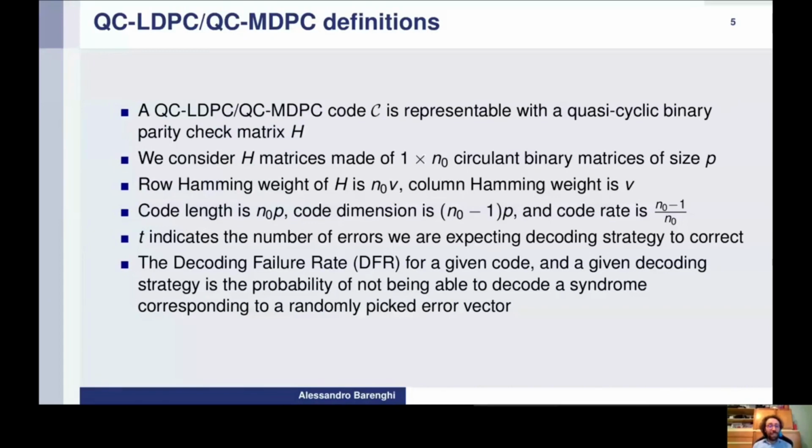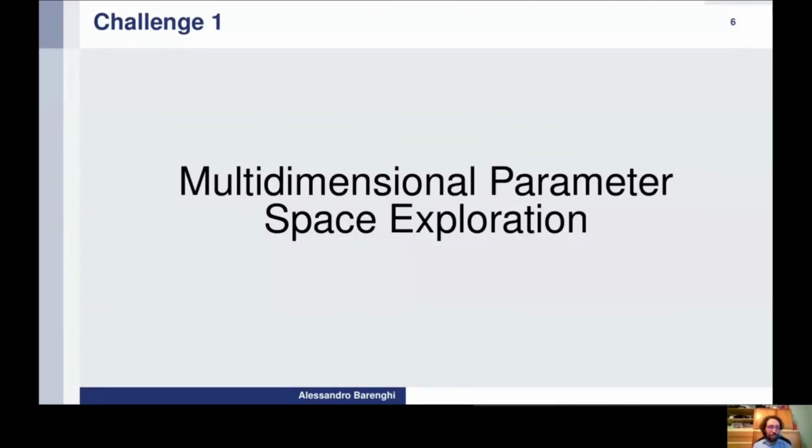Now, t will indicate the number of errors that I'm expecting the decoding strategy to be able to correct with an acceptable probability. Acceptable means an extremely high probability of correction. Let's start with tackling the challenges.